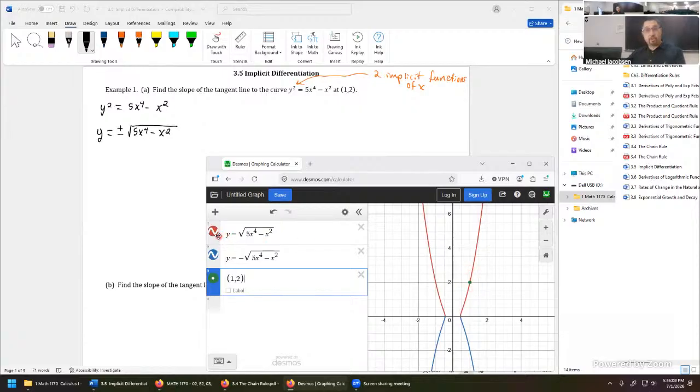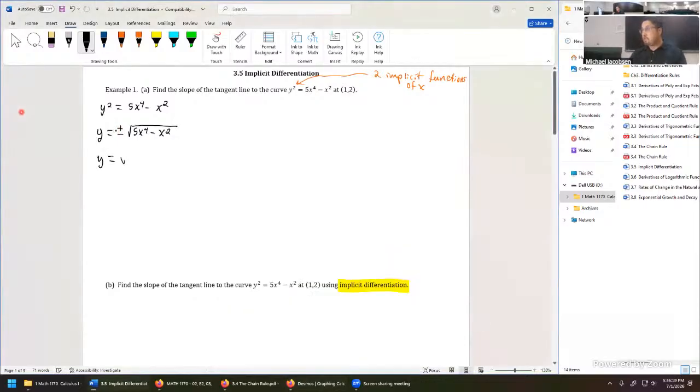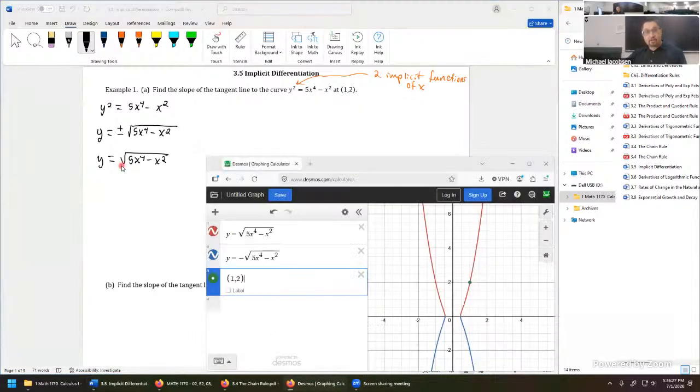We're concerned about the 0.12, and that occurs on the function that involves the positive root. The first function, the one in red. That means we're going to pull out the positive root and just work from that one. So we can say y equals root 5x power 4 minus x squared, since that's the function that actually goes to the point 1, 2. If we didn't have that further information, we couldn't just say take one or the other. Both functions would have been important.